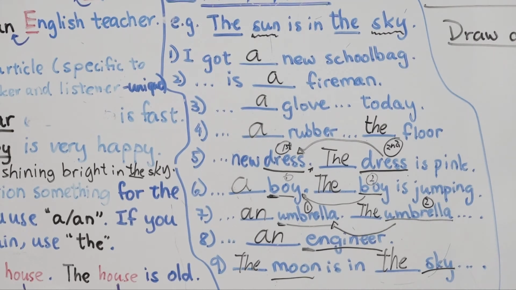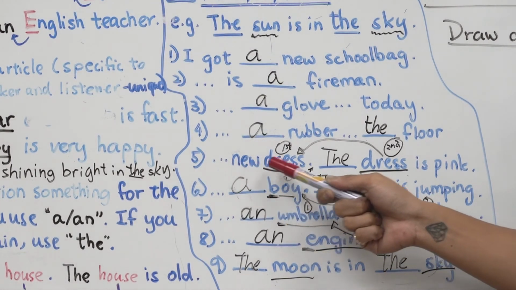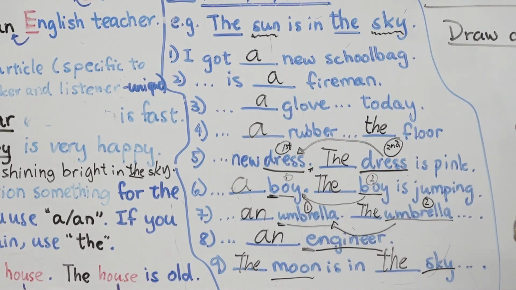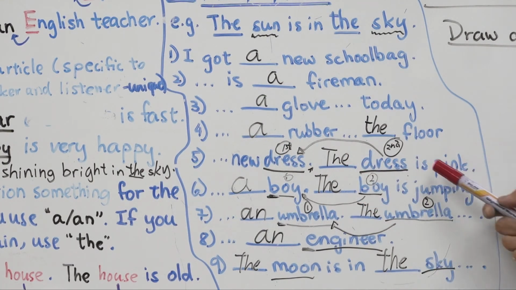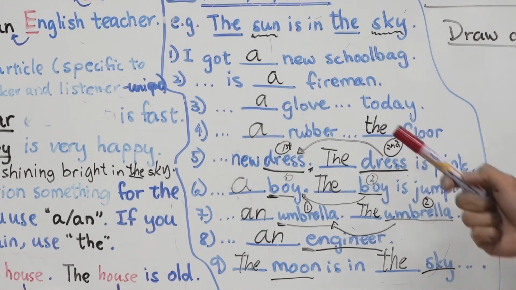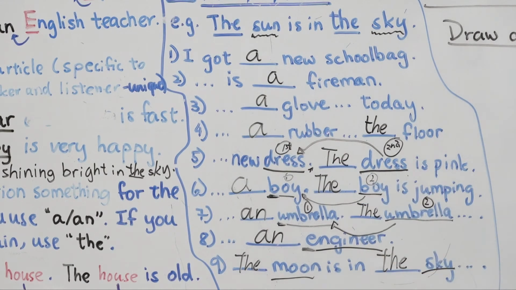Alright, so just to do a little bit more revision, just to help you remember, if you look here, my sister bought a new dress. So it's the first time we talk about the new dress. In the second time, the dress is pink. We know that this dress in the second sentence is the same dress in the first sentence. So a new dress will become the dress, okay? Because we've mentioned it another time.